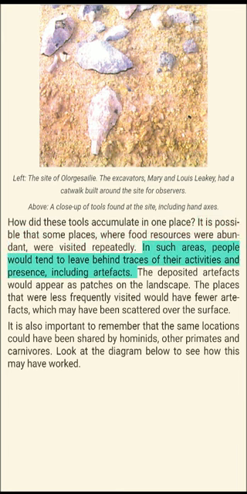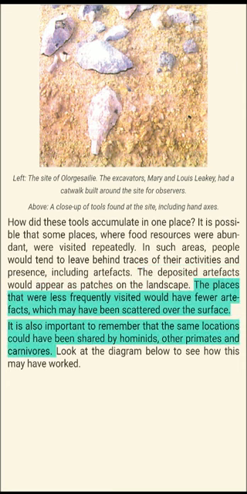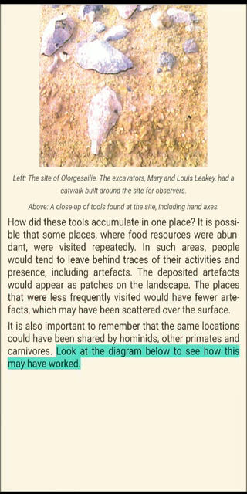It is possible that some places, where food resources were abundant, were visited repeatedly. In such areas, people would tend to leave traces of their activities and presence, including artifacts. The deposited artifacts would appear as patches on the landscape. The places that were less frequently visited would have fewer artifacts, which may have been scattered over the surface. It is also important to remember that the same locations could have been shared by hominids, other primates and carnivores. Look at the diagram below to see how this may have worked.